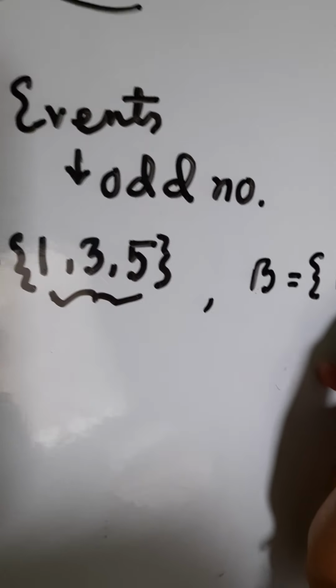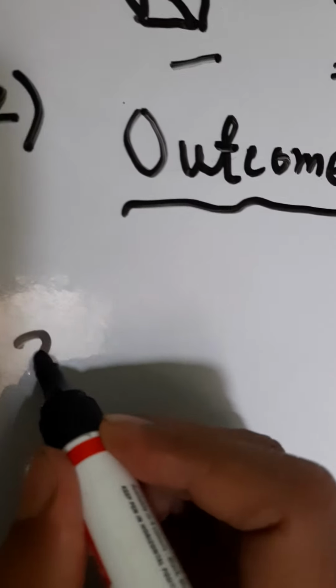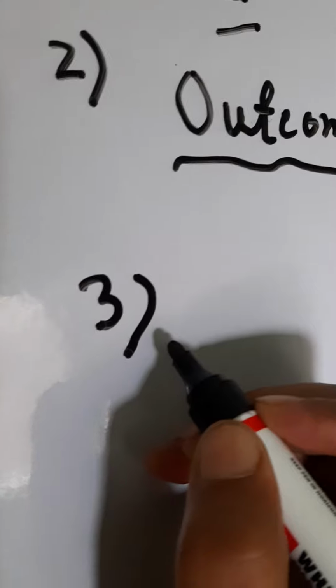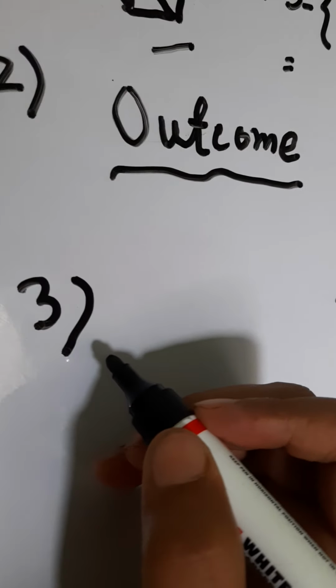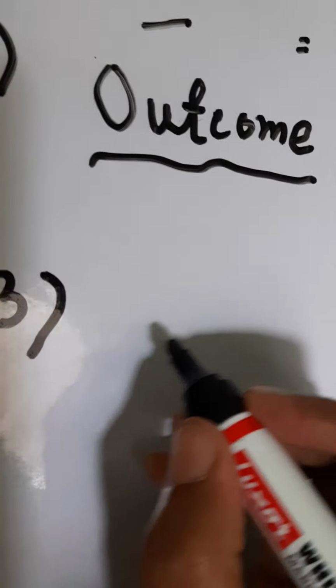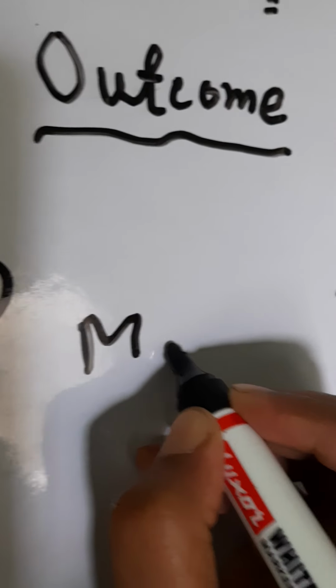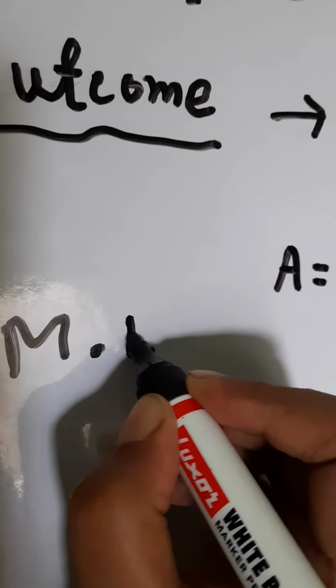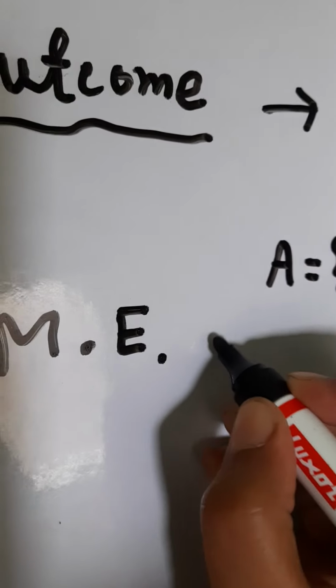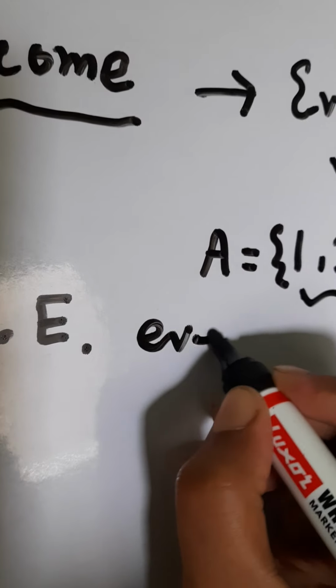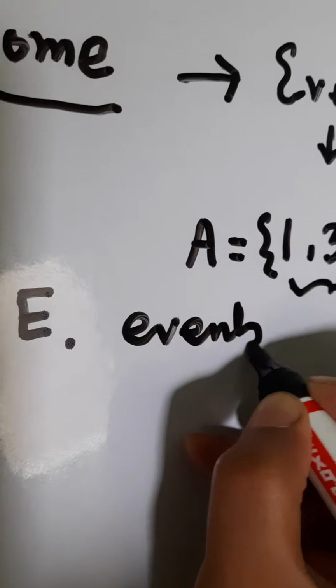Now, what type of events can we get? Number 3. What type of events can we get? Let us see. There are terms like mutually exclusive events. Okay? Let us see what mutually exclusive events are.